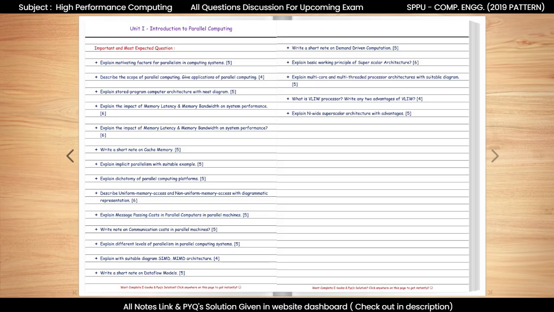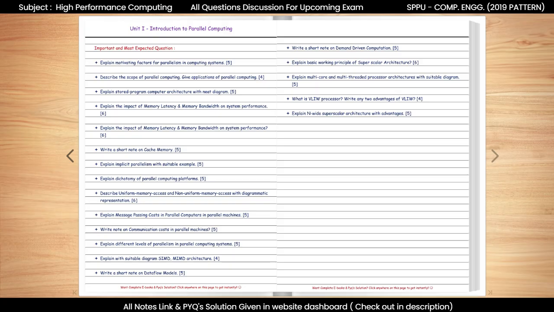Instruction-level parallelism allows multiple instructions to execute simultaneously. Data-level parallelism processes multiple data elements at once. Task-level parallelism runs different tasks in parallel. Program-level parallelism executes independent programs together. Each level improves performance in a different way.